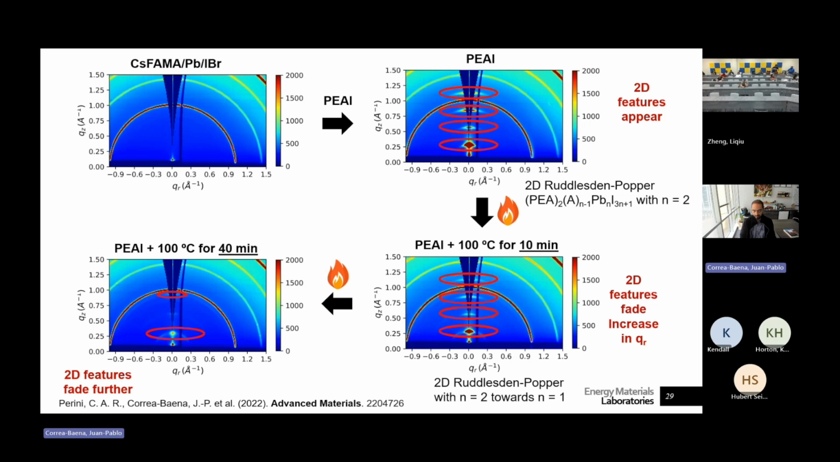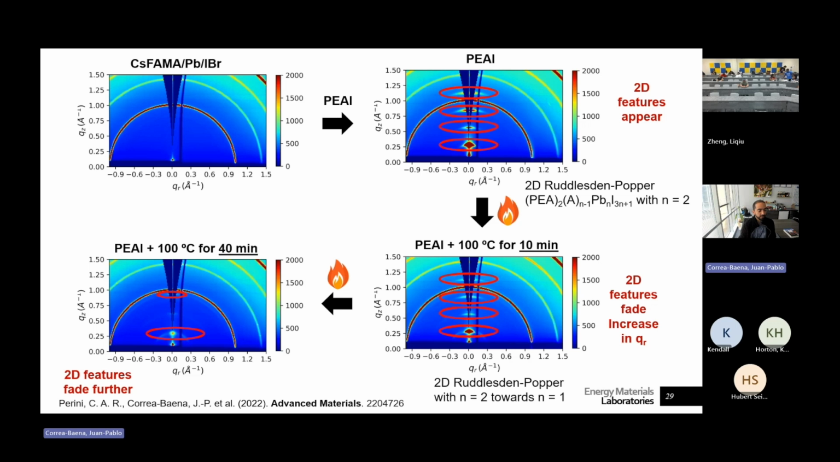We're going to put some heat in these materials. So let's put some heat. We put 100 degrees Celsius for 10 minutes, and you can see that these features that were here now start to disappear or fade away. They're still there, but they're starting to fade away. That means that we're losing some of that material, some of that crystallinity. So the material is not very stable under heating conditions.